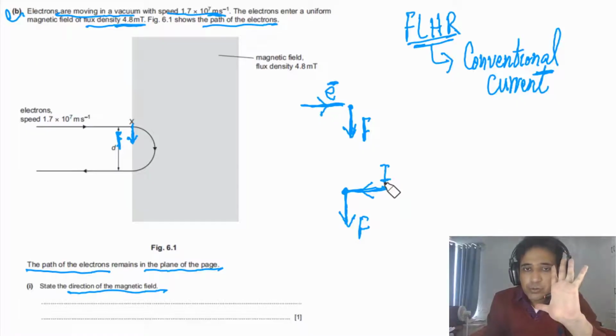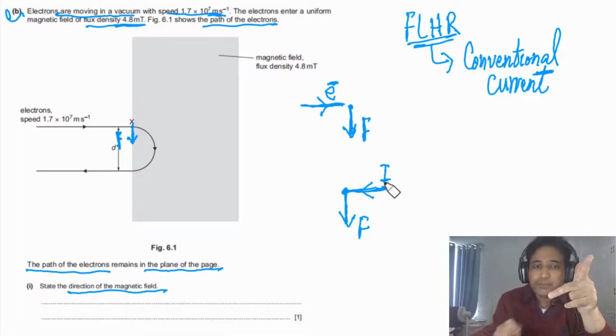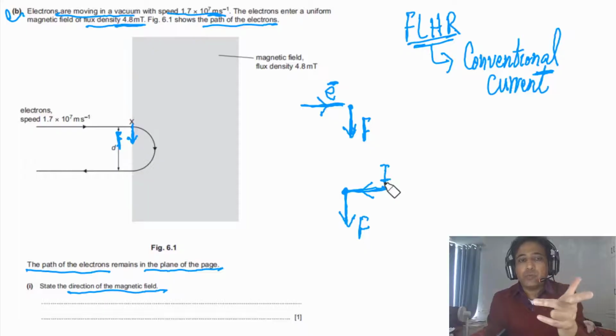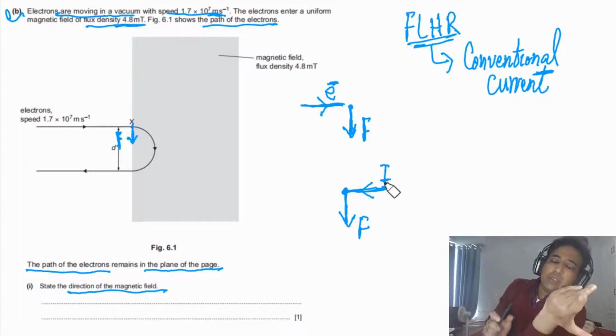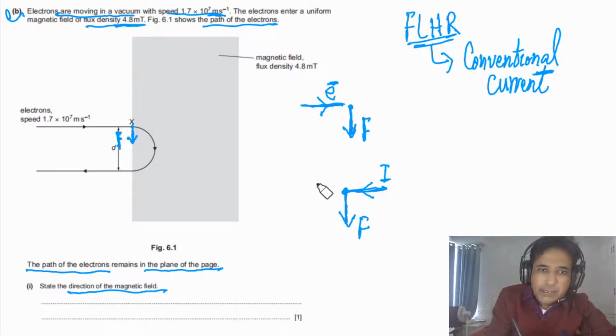Now simply we have to use the left hand. First of all, we have the direction of current. You need to understand this is FBI. So this is the force, this is the magnetic field direction, and this is the direction of conventional current. Force is down, and current is to the left, so the magnetic field is into the page. So in this case, the magnetic field B is into the page.